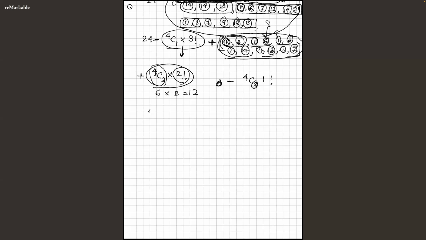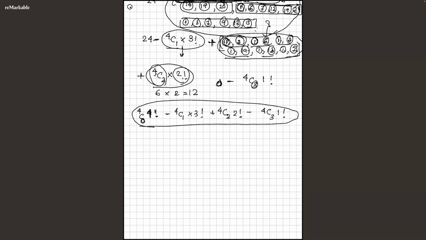So the answer would start with 4 factorial, or you can say 4 choose 0. We are not choosing any house initially; everything is arranging. And then 4 choose 1 times 3 factorial plus 4 choose 2 times 2 factorial minus 4 choose 3 times 1 factorial. And that's the answer. Are you getting this point?